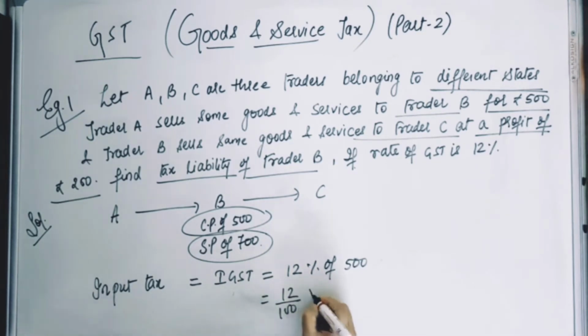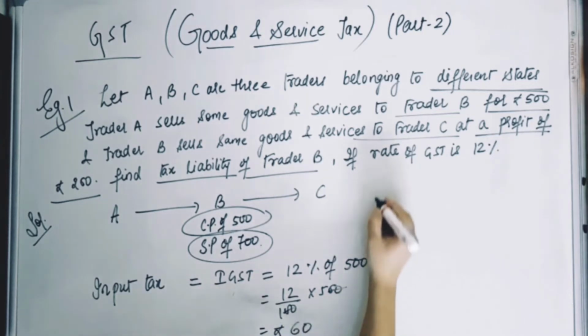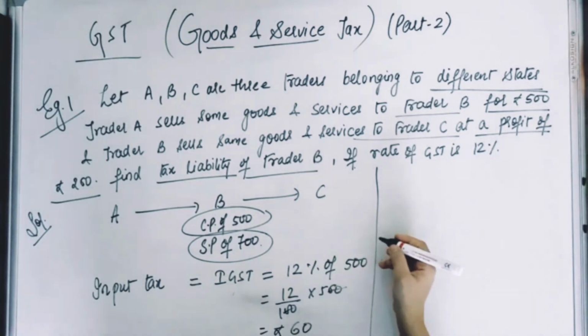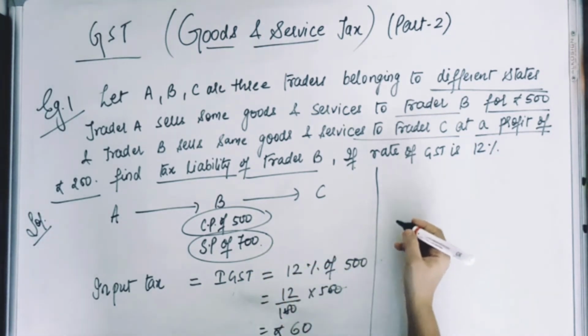So this will be 12 by 100 into 500. So 0 and 0 would cancel. This is 60 rupees. So rupees 60 is the input tax which he has already paid. Input tax credit we say, because he has already paid that tax.